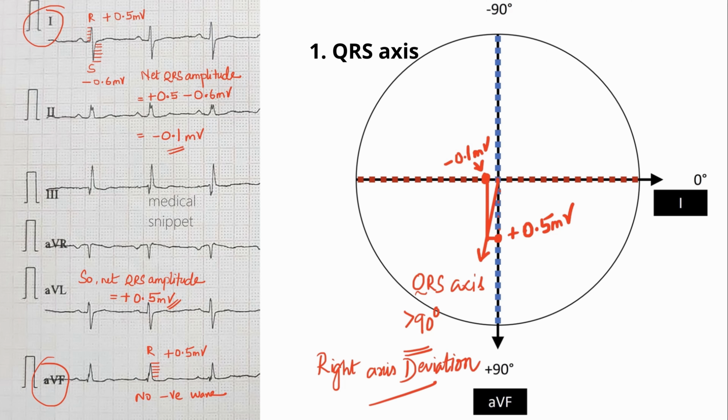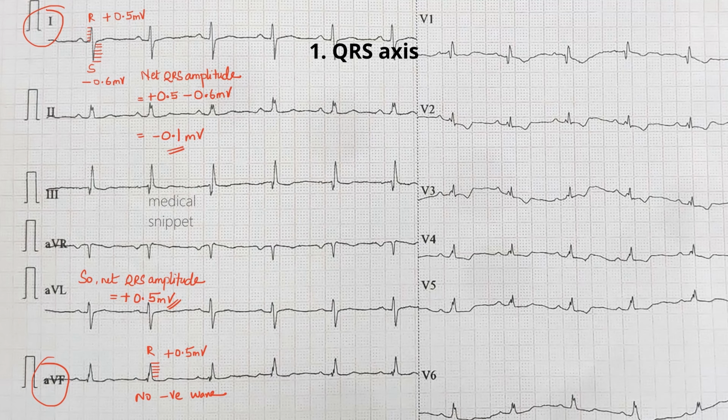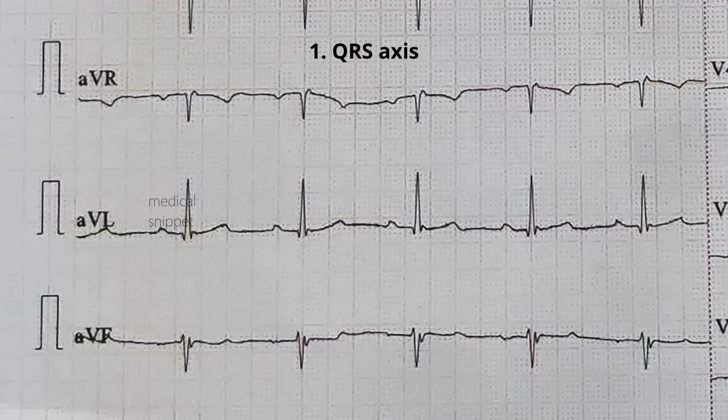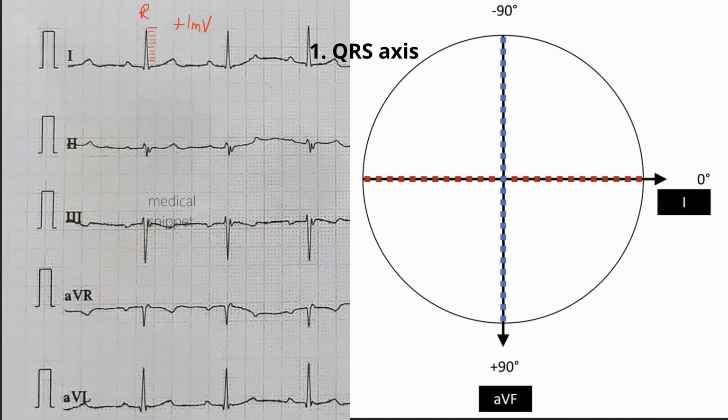For the left axis deviation, the net QRS amplitude in lead 1 will be positive and the net QRS amplitude of the AVF will be negative. So when we plot in the hexaxial system, it comes less than minus 30 degrees.